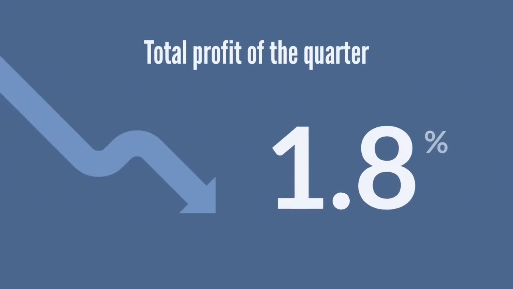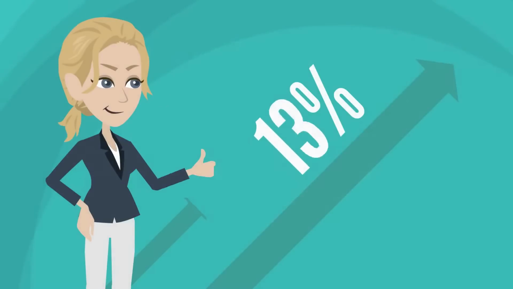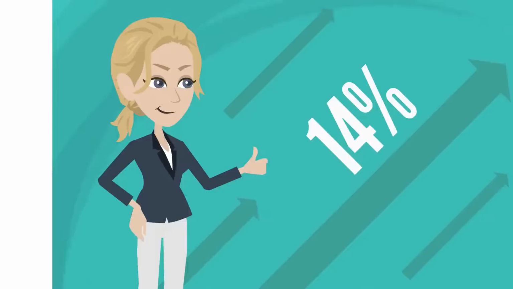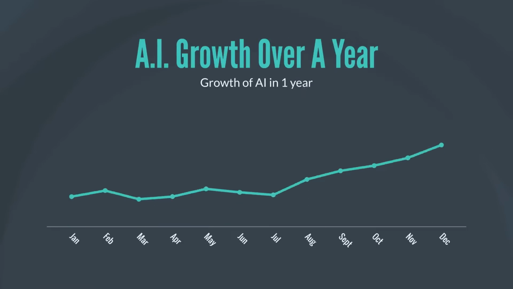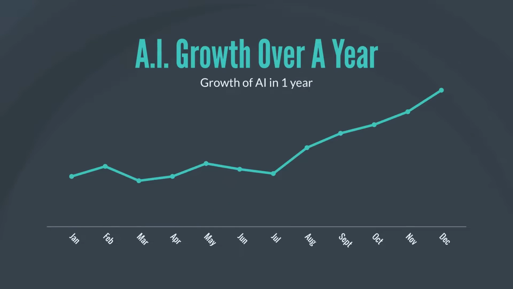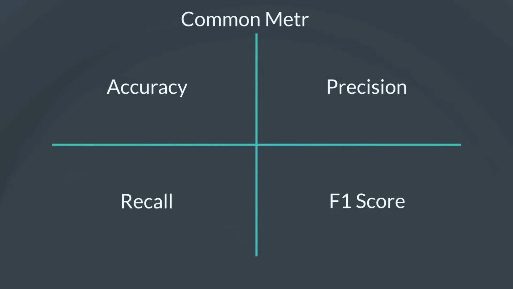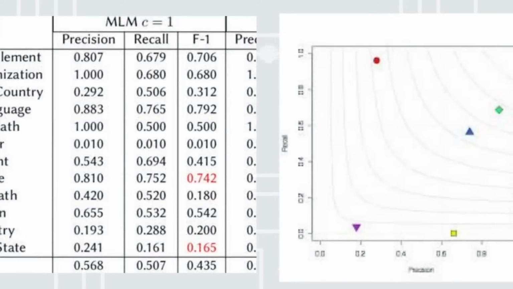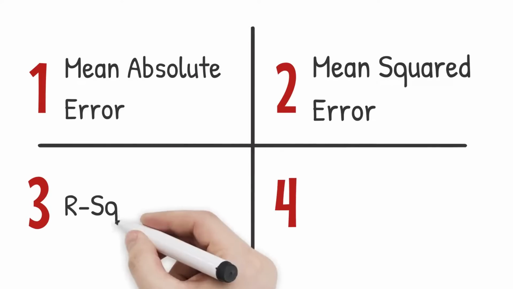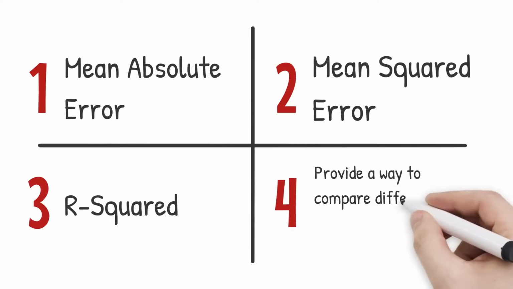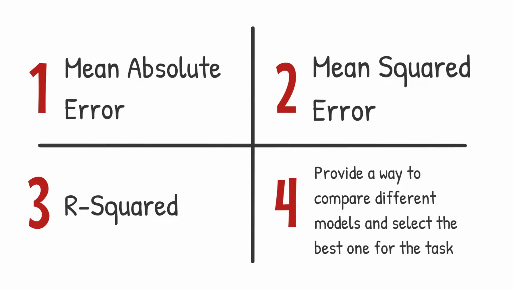They involve assessing the performance of a model and making adjustments to improve its accuracy. Model evaluation involves using a set of metrics to evaluate the performance of a model on a given dataset. Common metrics used for classification tasks include accuracy, precision, recall, and F1 score. For regression tasks, common metrics include mean absolute error, mean squared error, and R-squared. These metrics provide a way to compare different models and select the best one for the task at hand.